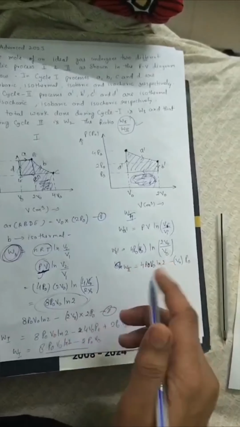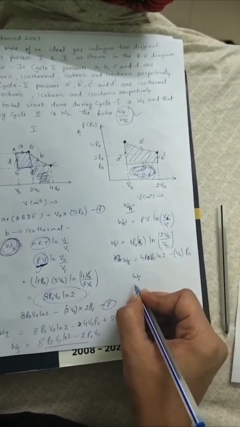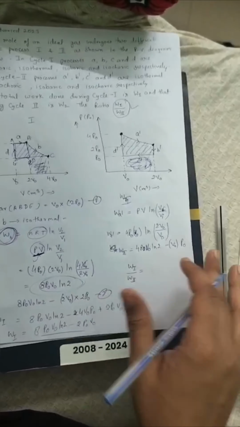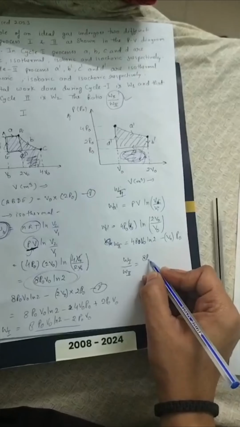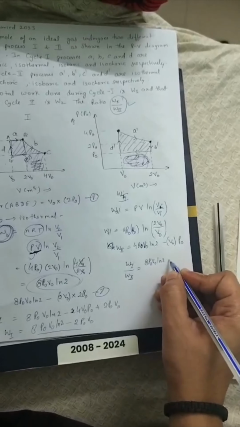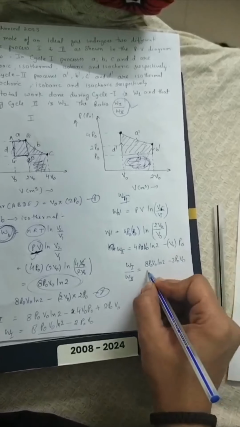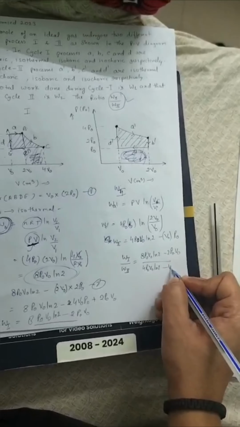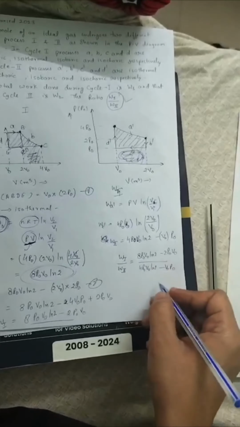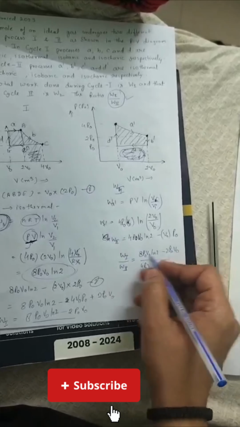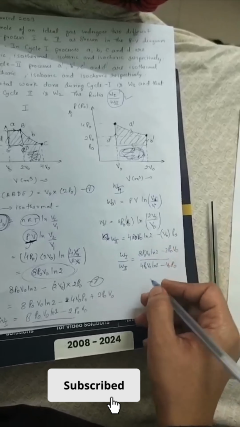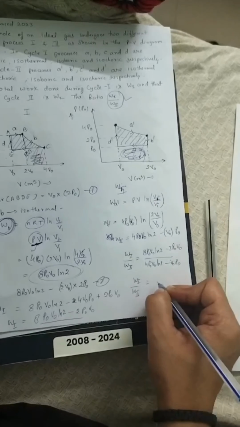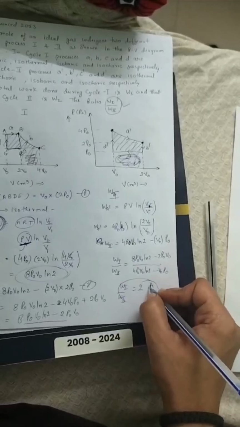Now take the ratio of work first upon work second, which will give you the final answer. So 8P0 V0 ln 2 minus 2P0 V0 upon 4P0 V0 ln 2 minus P0 V0. Clearly you can see, if you take 2 common from the numerator, it will be cancelled out and you will get W1 upon W2 equals 2. So this is your answer. Thank you.